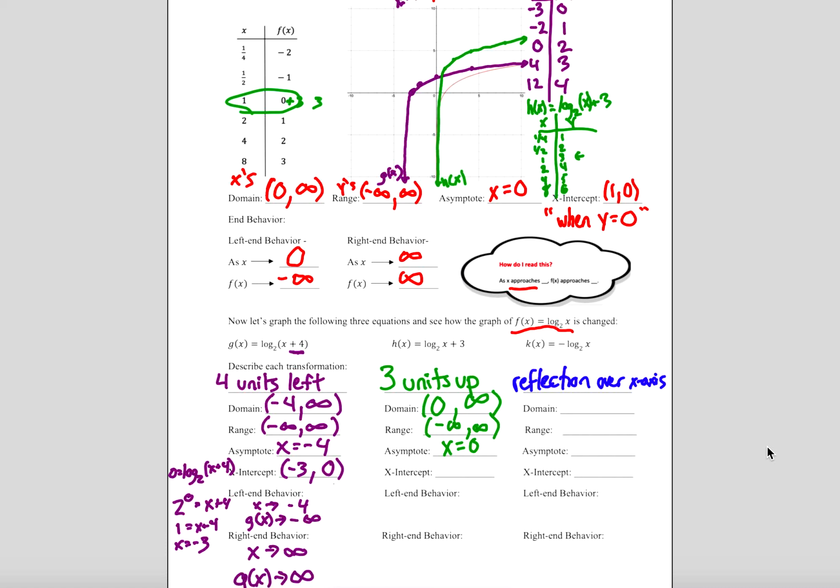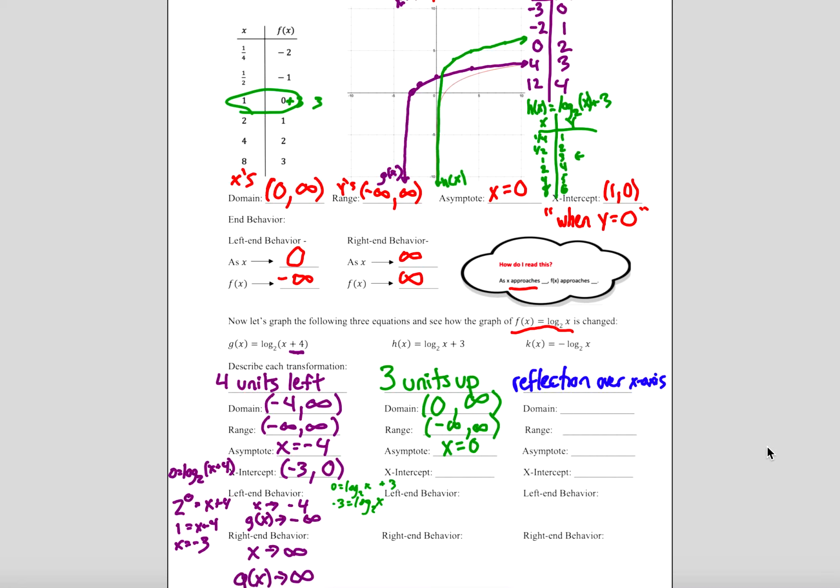So this would be 0 equals log base 2 of x plus 3. The first thing you want to do here is get the log of x by itself, so you subtract 3 on both sides, and you get negative 3 equals log base 2 of x.